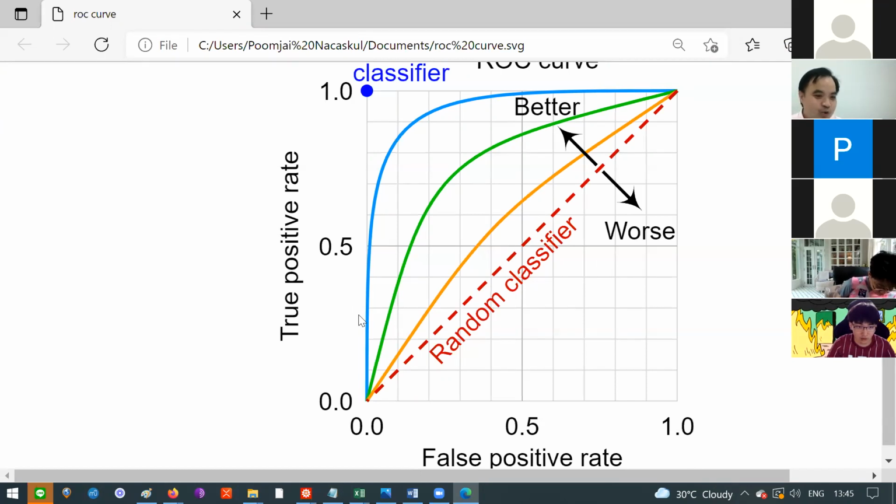Now, you can get 0 true positive rate and 0 false positive rate. How? By saying nobody has cancer. Because if you say nobody has cancer, the person who has cancer, you would say doesn't have cancer. So you don't have true positive, but on the other hand, you also don't have false positive. This is the person who says no cancer and doesn't even look at the lab result.